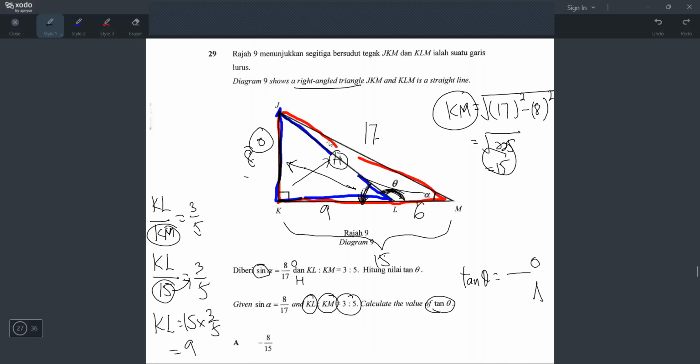Okay, look at the blue color line, not the red color one. And then the adjacent will be my 9, right? So since I want opposite divide adjacent, it will be 8 over 9. Okay, but you are using the reference angle, right?